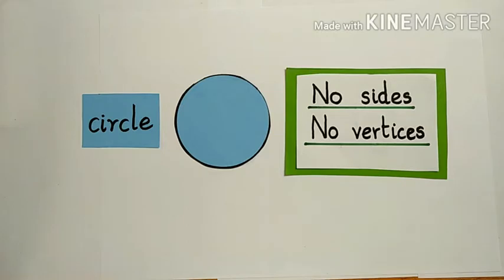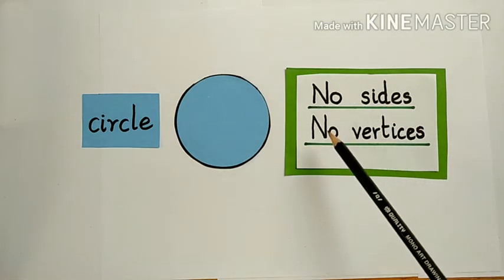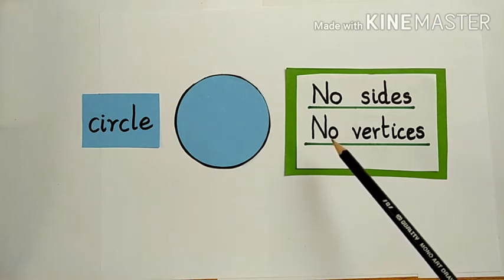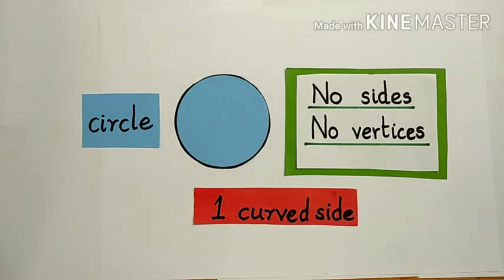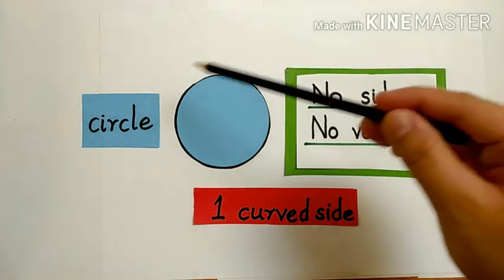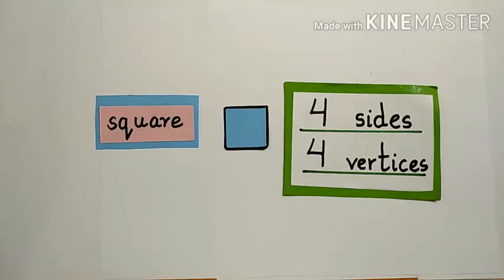Let's talk about a circle. It has no straight sides and no vertices, because there are no straight sides which can meet each other. Sometimes we can say that a circle has one curved side, only one curved side. A square has 4 sides and 4 vertices, just like a rectangle.